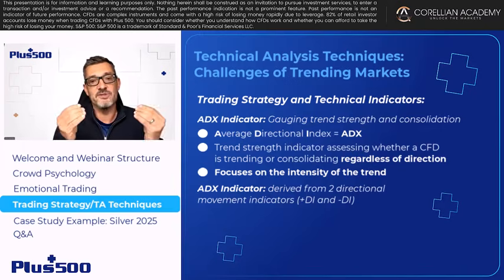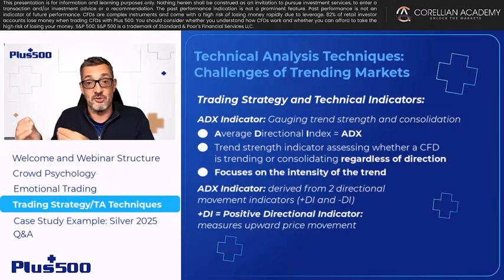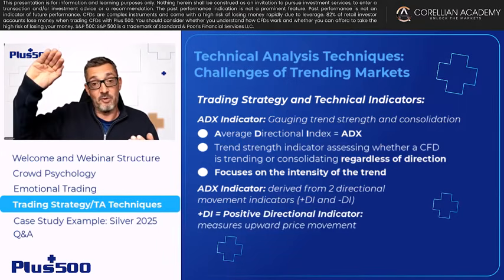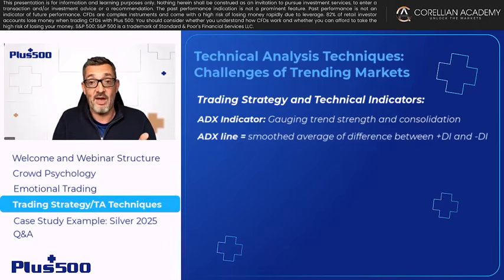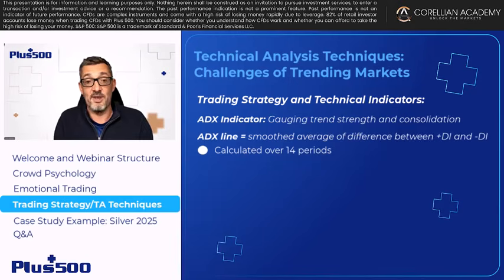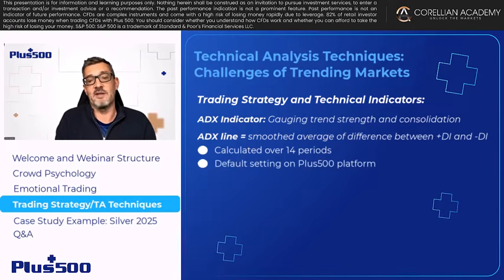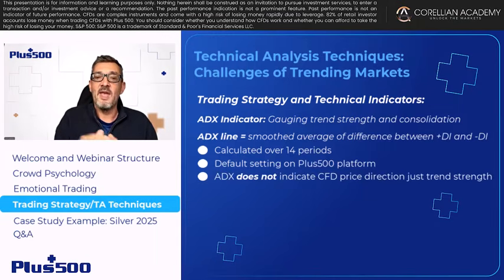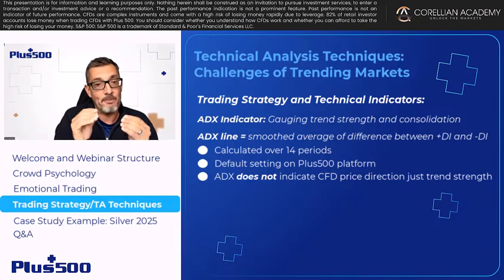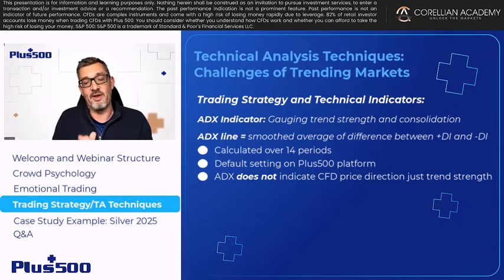Well, the ADX is derived from two directional movement indicators. The first is called the positive directional indicator, which measures upward price movement, and the second is called the negative directional indicator, which measures downward price movement. The ADX line is a smooth average of the difference between the positive directional indicator and the negative directional indicator, typically calculated over 14 periods, which is the default setting on the Plus500 platform. If we just focus on this ADX line first, it is important to note that it does not indicate price direction, only the strength of the prevailing trend.